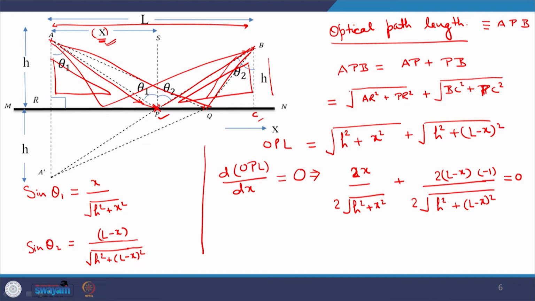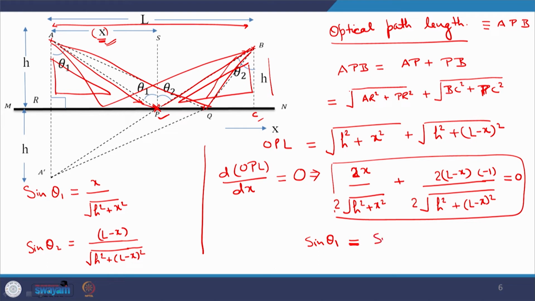Now, we will substitute sin theta 1 and sin theta 2 in this expression, and from here what we see is that the first term is equal to sin theta 1 and the second term is sin theta 2, which gives theta 1 is equal to theta 2, which is exactly the law of reflection. In reflection, the angle of incidence, which is theta 1, must be equal to the angle of reflection, and this is what we got using Fermat principle.